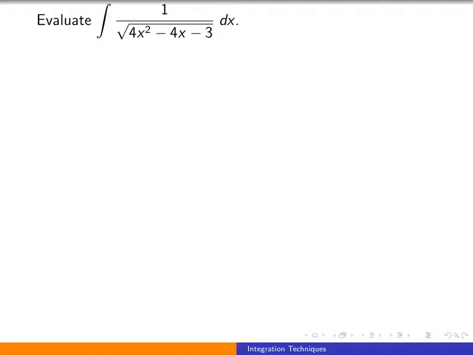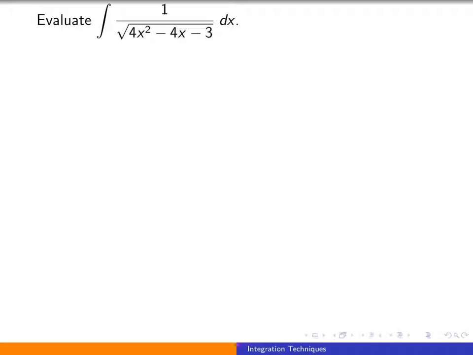In this example, we will anti-differentiate 1 divided by the square root of 4x squared minus 4x minus 3. Now, the first observation I have looking at this is it's a quadratic function in a square root. And I'm not seeing any obvious method to approach here in terms of an obvious substitution, an obvious algebraic manipulation.